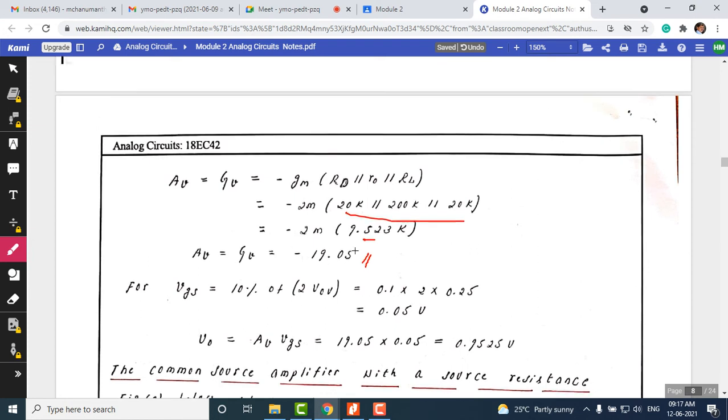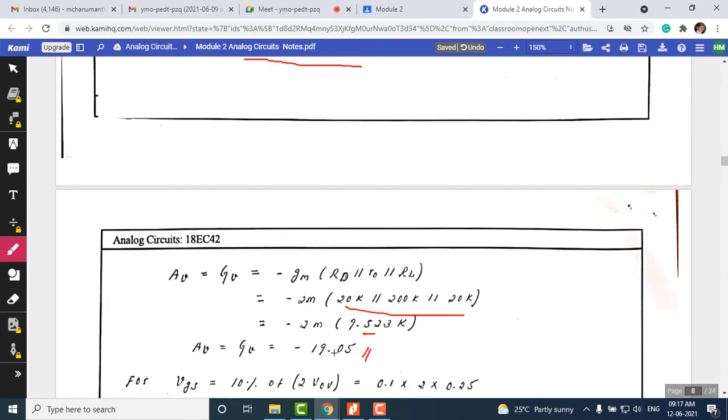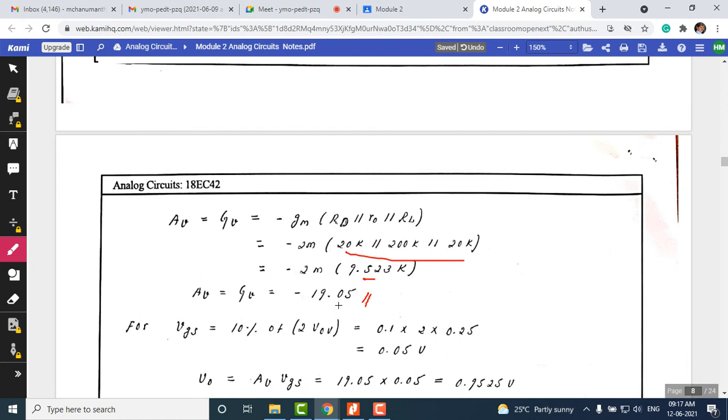which is very less compared to this, about 50% less. The gain has been reduced due to the inclusion of RL here. Okay, that's the thing you should make out here.